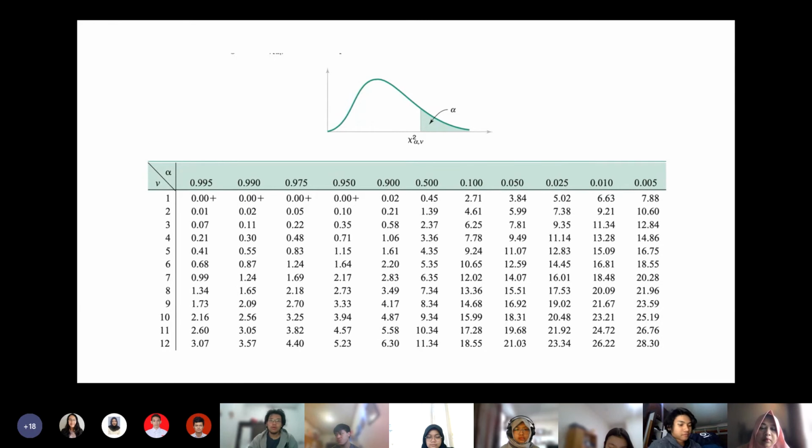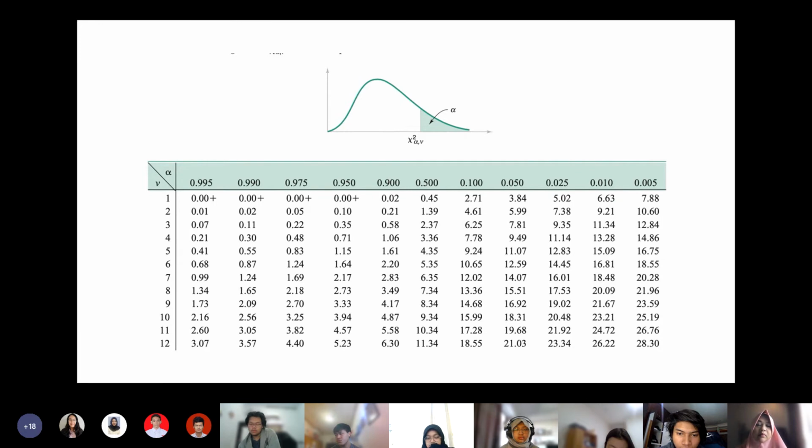Just like before, if you look at the figure above, we can look at the shaded area. The shaded area is alpha. So if we do hypothesis testing with a significance level of 5%, it means that our alpha is 0.05. In this case, we do a one-sided test. When we know that our alpha is 0.05, we need to determine our degree of freedom. Let's say our degree of freedom is 10.